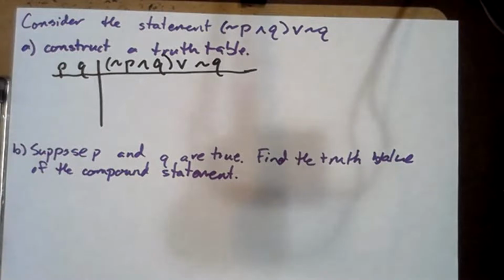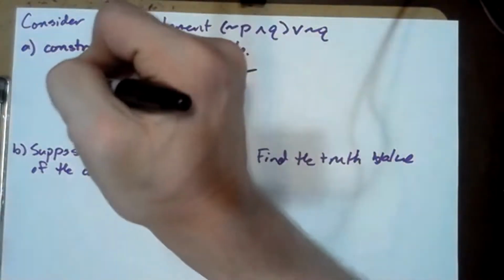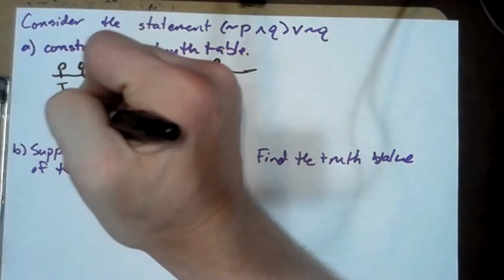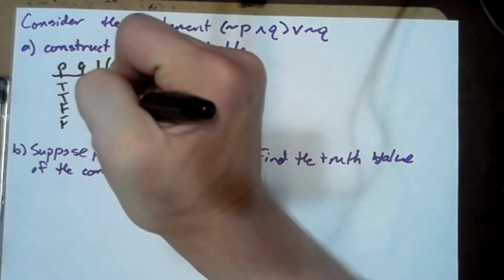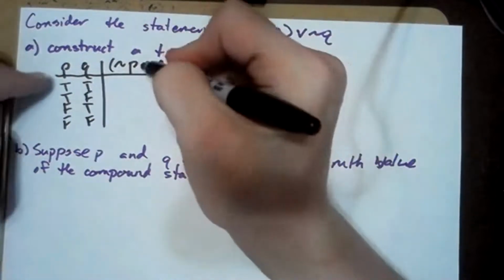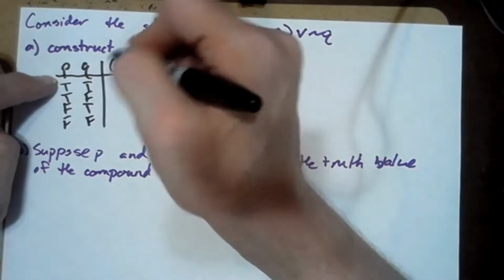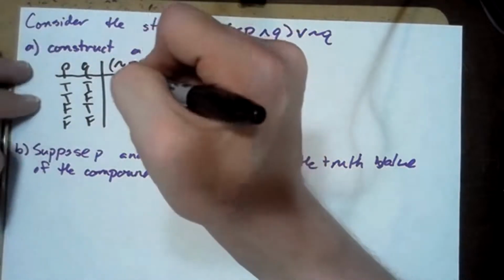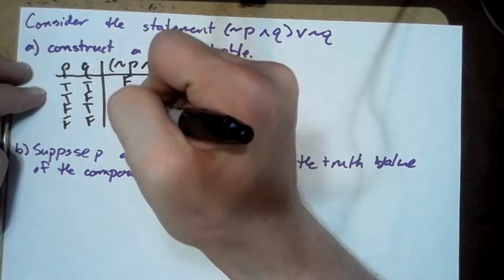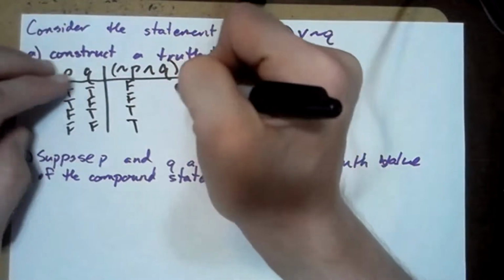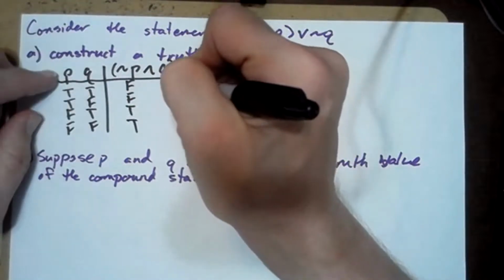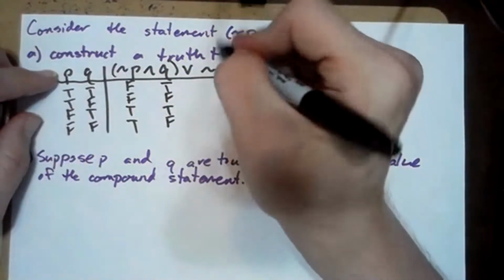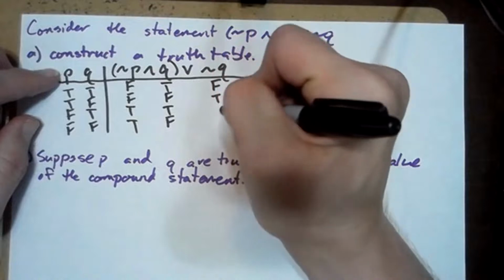I want to figure out for which values this is true. So we fill in the values for P and Q: true, true, false, false, true, false, true, false. Not P has the opposite truth values from P, so that's false, false, true, true. Q obviously has the same truth values as itself, true, false, true, false. And not Q flips those: false, true, false, true.